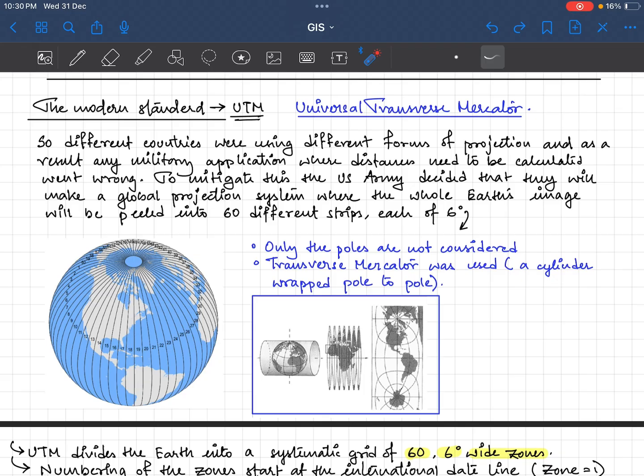To resolve this issue, and out of military necessities, the UTM was invented, Universal Transverse Mercator. In this, the skin of the earth was peeled into 60 different strips, each of 6 degrees. Only the poles are not considered, as you can see this bald spot. Transverse Mercator was used, that is basically a cylinder wrapped around from pole to pole like this.